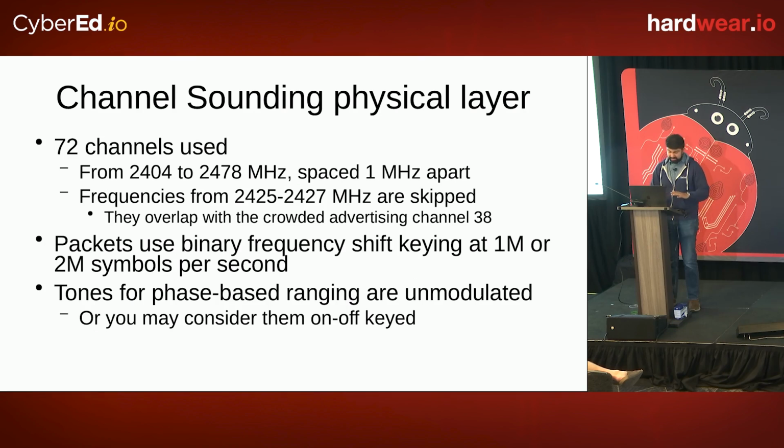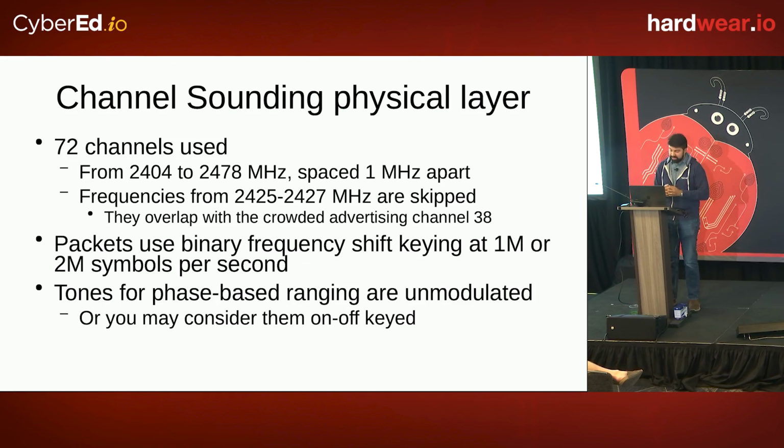At the physical layer, there are 72 radio channels used for channel sounding, which range from 2404 to 2478 megahertz. They're all 1 megahertz apart. However, the channel range is not fully contiguous. There is a gap in the middle for the Bluetooth advertising channel 38. The frequencies used by advertising channels 37 and 39 are also skipped, since those are at the two ends of the 2.4 gigahertz ISM band. This is notable just in that the frequencies are not all contiguous, and the impacts of this I'll get into a little later.